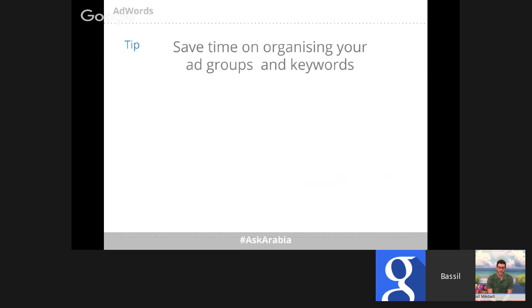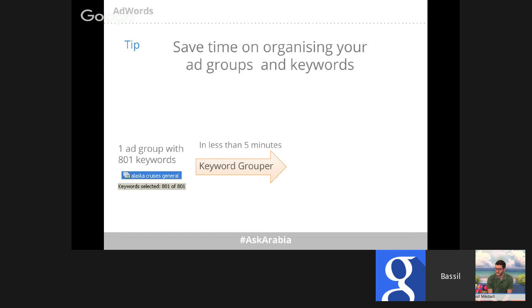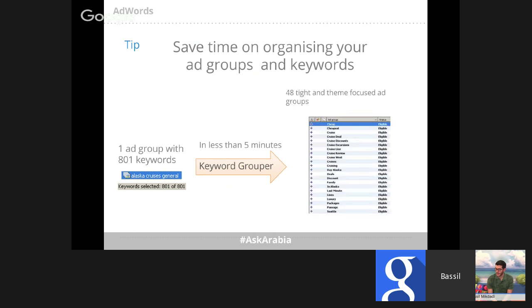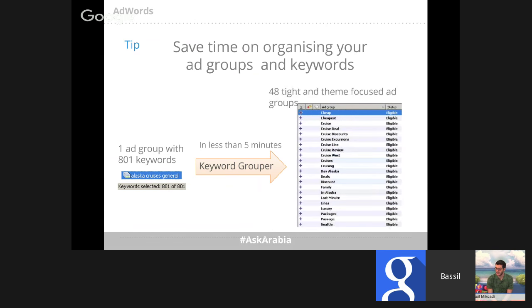As I mentioned, it saves time when you're organizing ad groups and keywords. Let's say you have one ad group with 801 keywords. The example we have here, I think you can see on the screen, says Alaska Cruises General. You'll see keyword selected 801 of 801. In less than 5 minutes, you can have something that looks like this: 48 really narrowly themed ad groups.